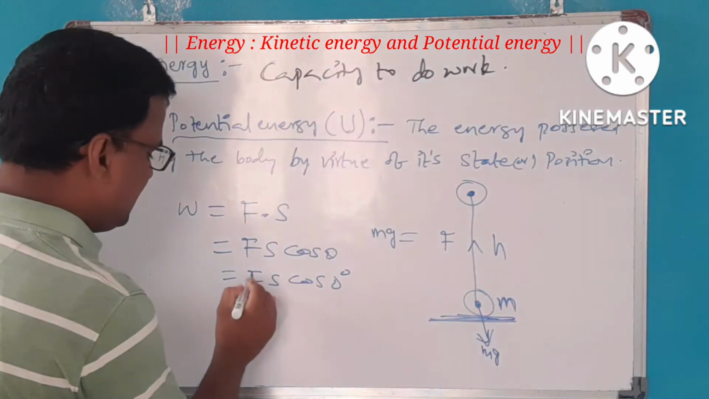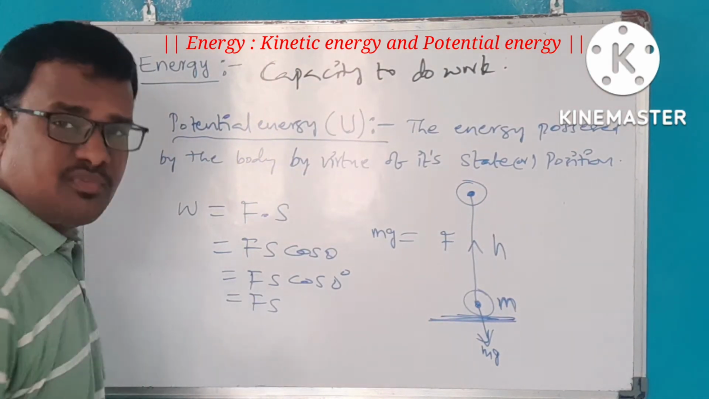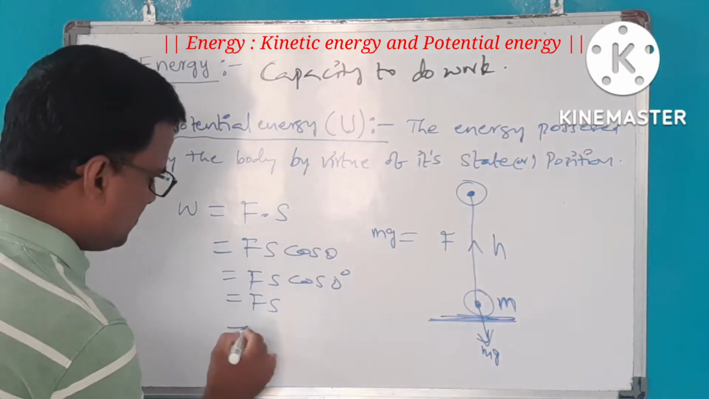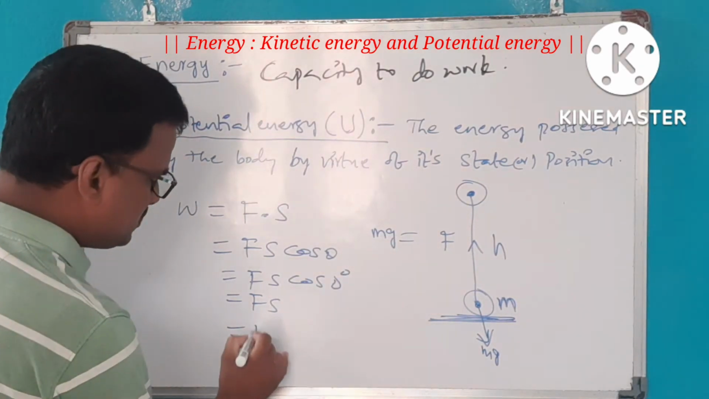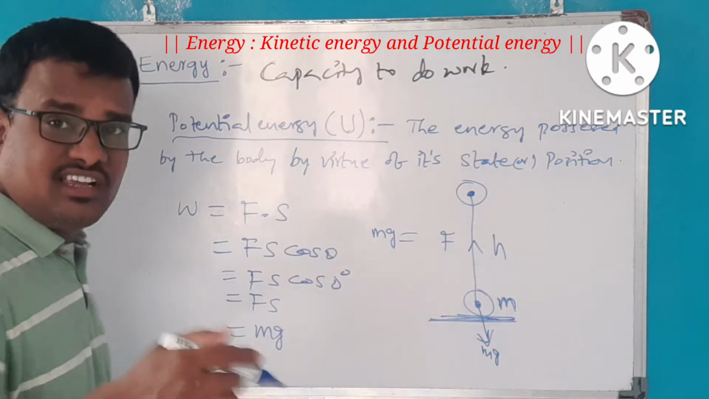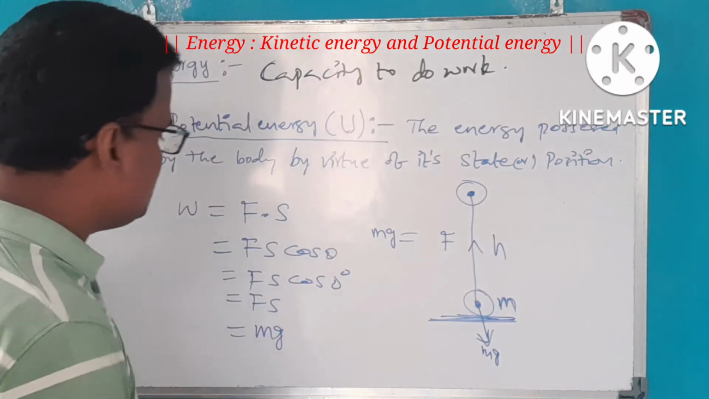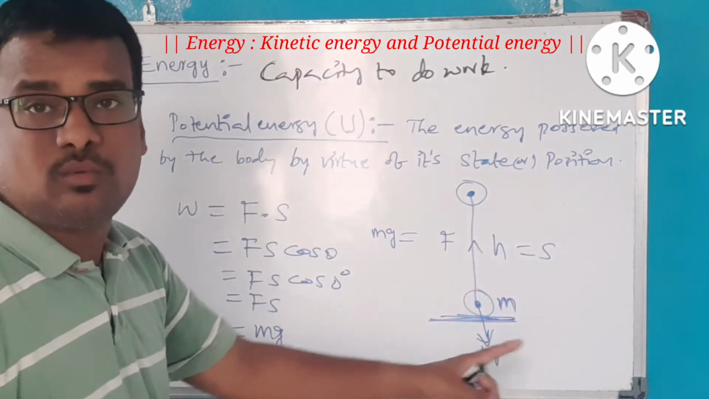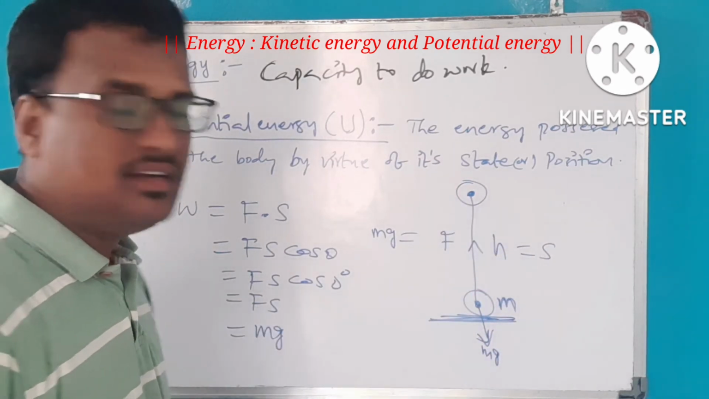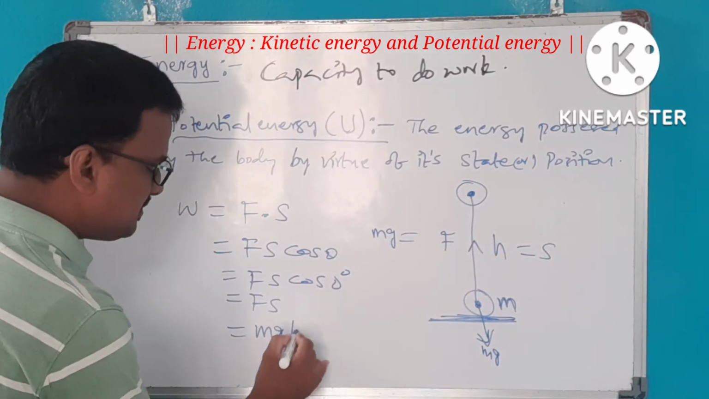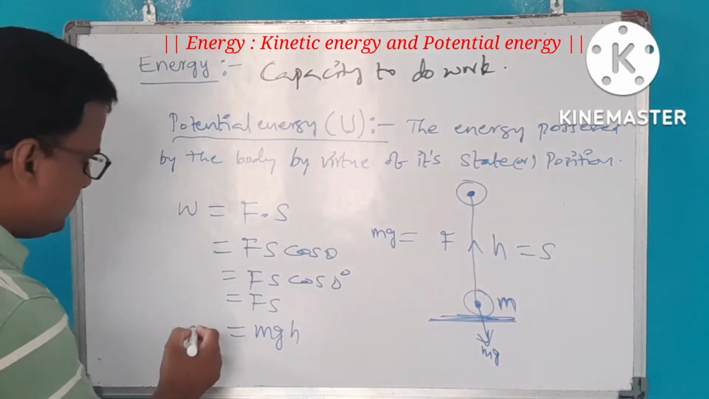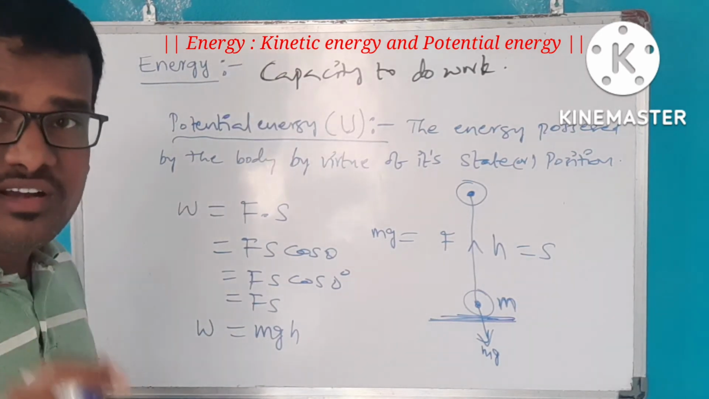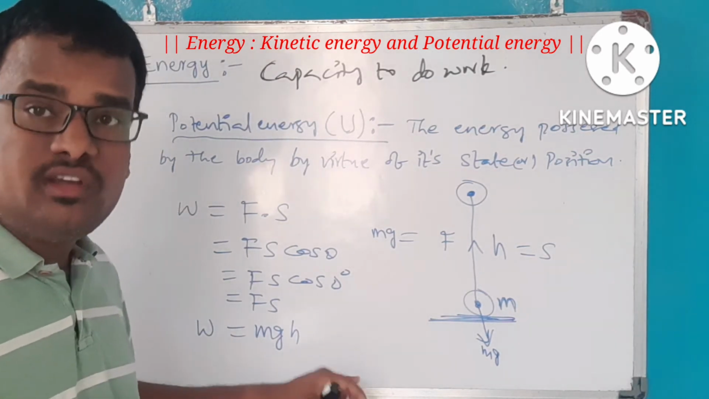So finally what do we get? Fs. How much force is applied here? mg. That force is equal to the weight of the body, mg. And what is the displacement here? Displacement s equals h, the height. So in place of s we can write h. So how much work is done here? W equals mgh.